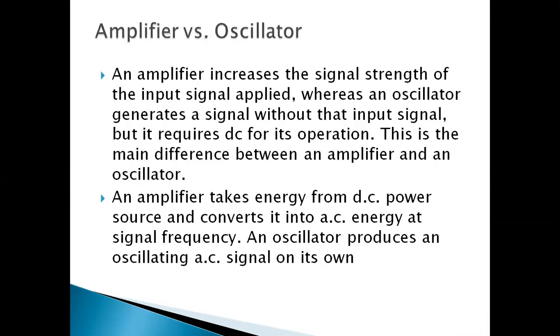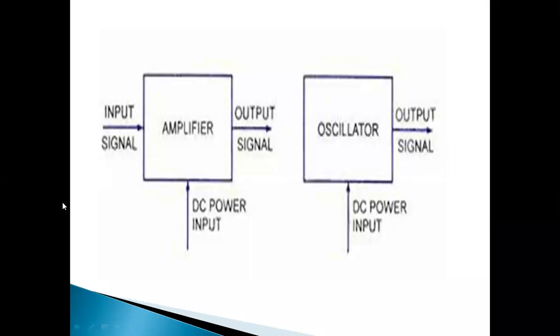So what is the difference between an amplifier and an oscillator? An amplifier strengthens weak signals. That means we can get an amplified output of the input signal. In an amplifier, we apply an AC input signal, and at the output we get an amplified version of that input signal. We apply a DC signal also. Whereas in an oscillator, we are not applying any AC input signal, and it converts the DC signal we apply into an AC output signal. This is the main difference between the amplifier and the oscillator.